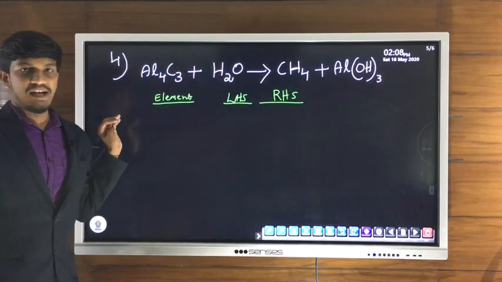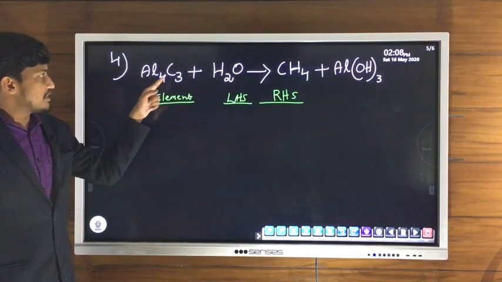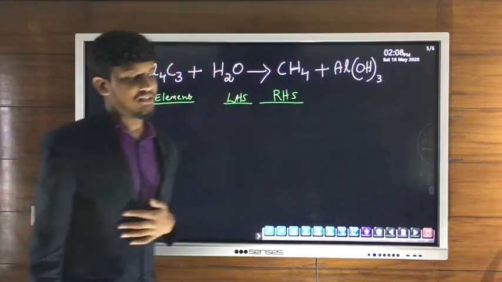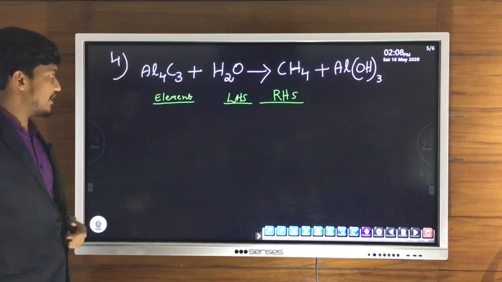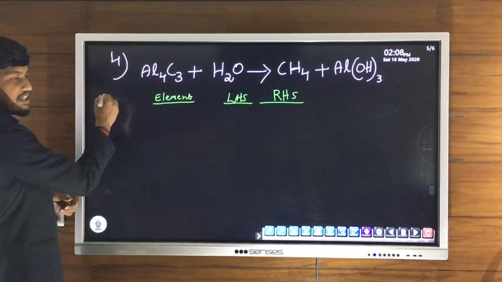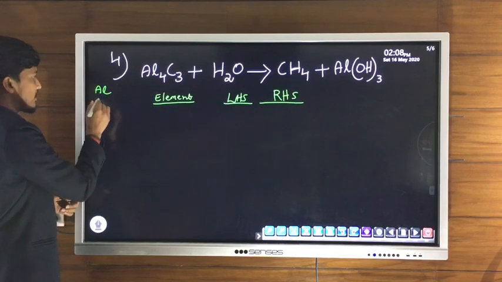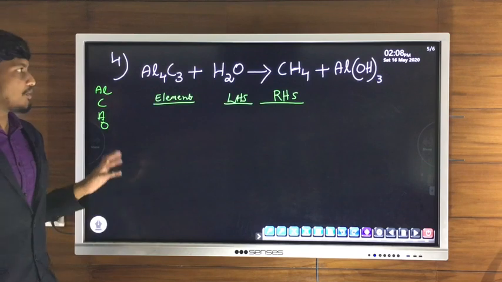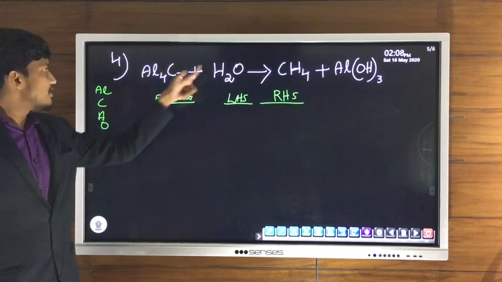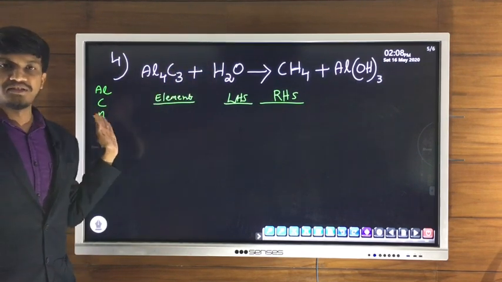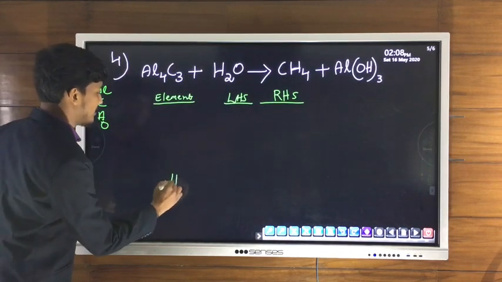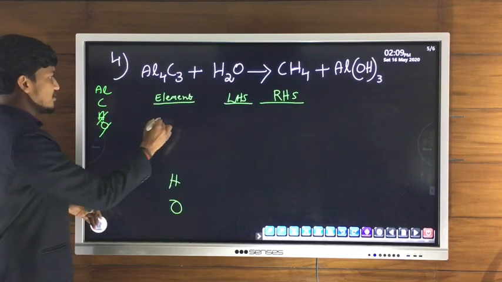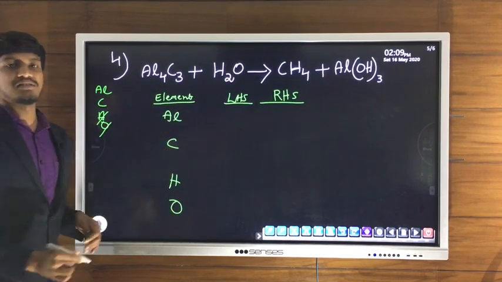Now, today's last example we have Al4C3 plus H2O gives CH4 plus Al(OH)3. First of all, we will identify the different elements. From Al4C3, which are the elements? Al, aluminium, C, carbon, from H2O, H, then O. 4 elements: Al, C, hydrogen, oxygen. And we know that if there are hydrogen and oxygen, we will write them last. Hydrogen and oxygen last. Other than this, we have remaining two, Al and C.